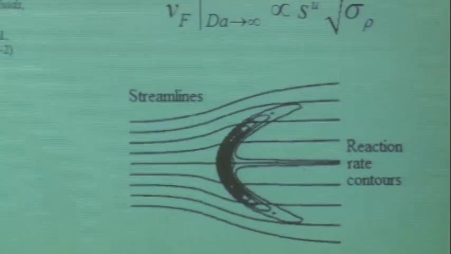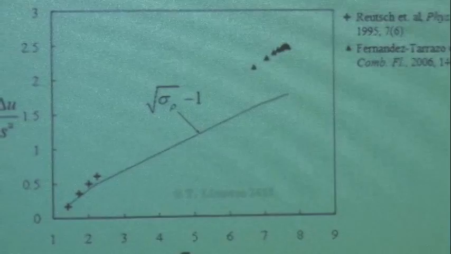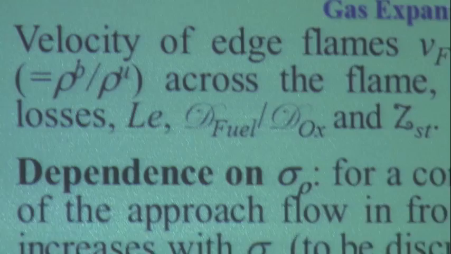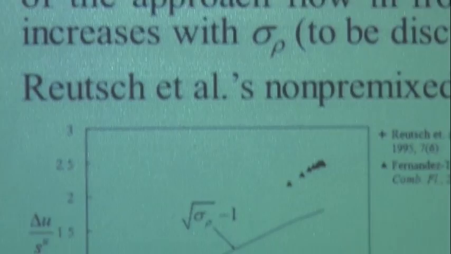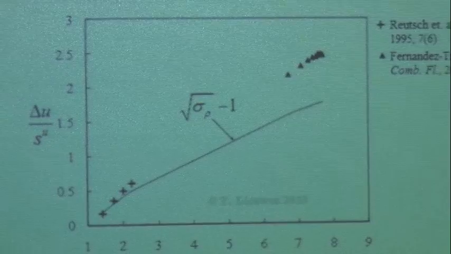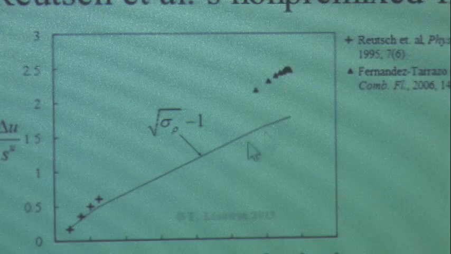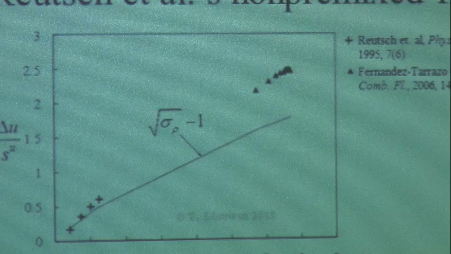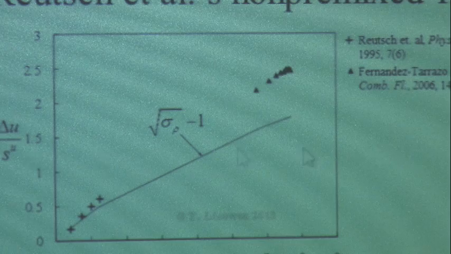And so if we call sigma rho the gas expansion ratio across the flame, defined here, generally non-premixed flame edge speeds increase with density ratio across the flame. This is some data from a paper by Ruetsch et al. These are, I believe, some computations plotting, these are not edge velocities. Here, delta U denotes the deceleration of the flow in front of the flame, which is induced by this gas expansion effect. And this just shows you this gas expansion effect.